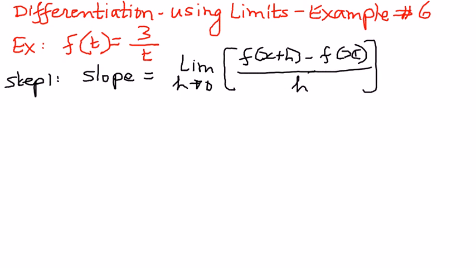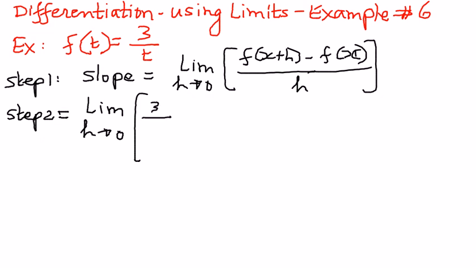That is the way we know the formula, and therefore as step number 2 we're going to substitute the function in this particular problem. We can write this as the limit as h approaches 0. The numerator part is going to be equal to 3 divided by t plus h minus 3 divided by t, this whole thing divided by h, like that.